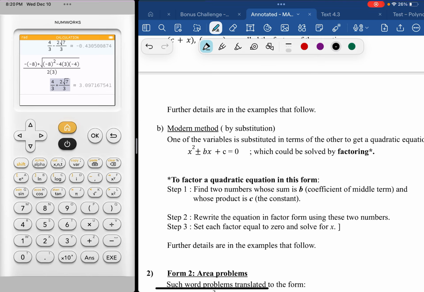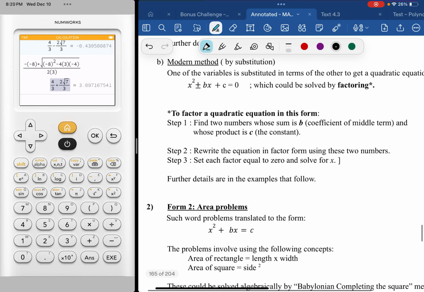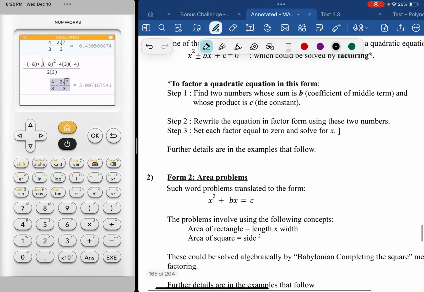If you factor the quadratic equation in that form, you'd follow these steps: find two numbers whose sum is b, the coefficient of the middle term, and whose product is c, the constant. Rewrite the equation in factored form and then set each factor equal to 0. It's called the zero product property. All of this may seem confusing, but you'll see when we get to actual numerical examples, it'll make more sense.